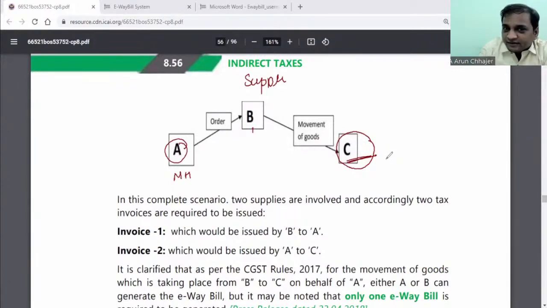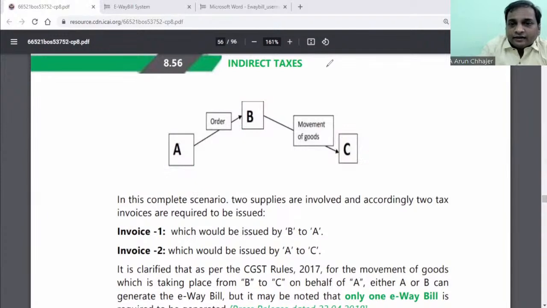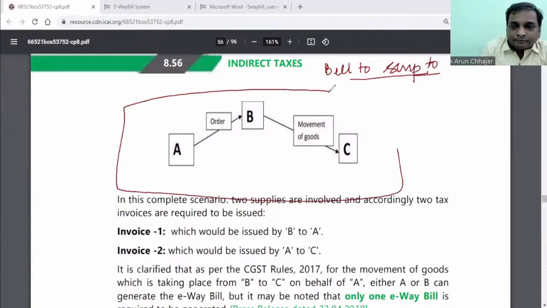C. Now, I can say there are three parties. For this, B is a supplier and A is a customer. Try to understand this example. Give me the confirmation if it is clear to all. Right now I am explaining the bill to ship to model. What is the bill to ship to model? I am taking the example.